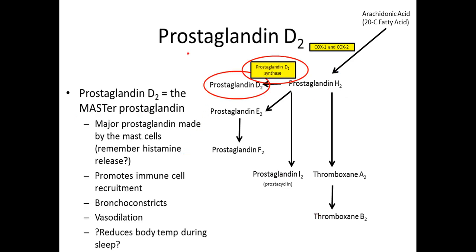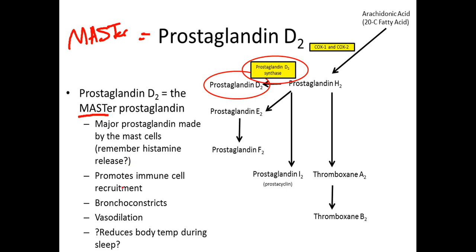All right, so let's talk about prostaglandin D2. It's going to be converted from our gatekeeper H2 Hummer into prostaglandin D2 via the enzyme prostaglandin D2 synthase. Now this is going to be our master prostaglandin. D2 is going to be our master. Now notice how I spelled it. It's not a typo here. I spelled it specific for a reason. It's going to be our master prostaglandin because it's going to be made by mast cells. And if you remember what mast cells do, they're going to be our histamine release cells. So prostaglandin D2 is going to be made by mast cells.